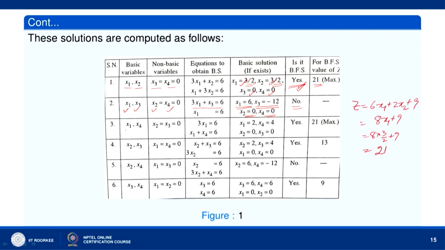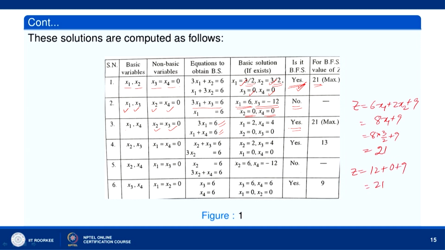Now, we then take x2, x3 equal to 0, and then x2, x3 are non-basic variables, x1, x4 are basic variables. The equations are 3x1 equal to 6, x1 plus x4 equal to 6. So, we get x1 equal to 2, x4 equal to 4. So, it is a basic feasible solution, and its value is z equal to 6x1, 6x1 means 12, plus 2x2, x2 is 0 here. So, 0 plus 9. So, we get z equal to 21.